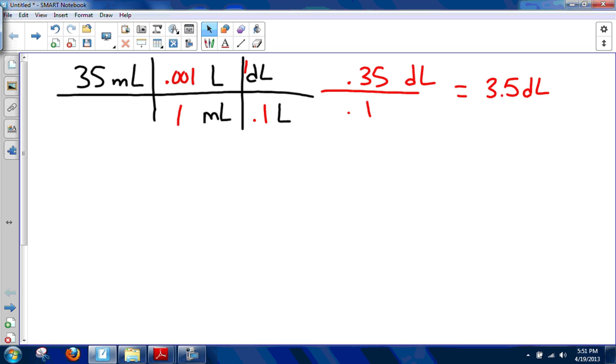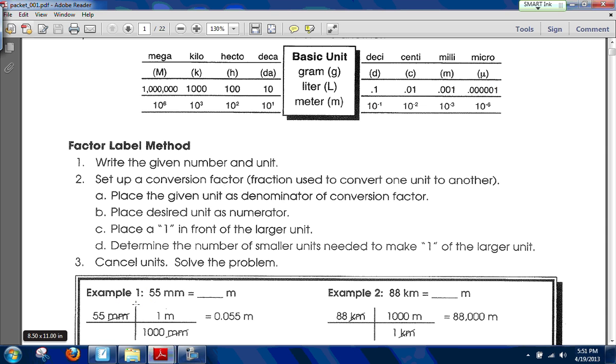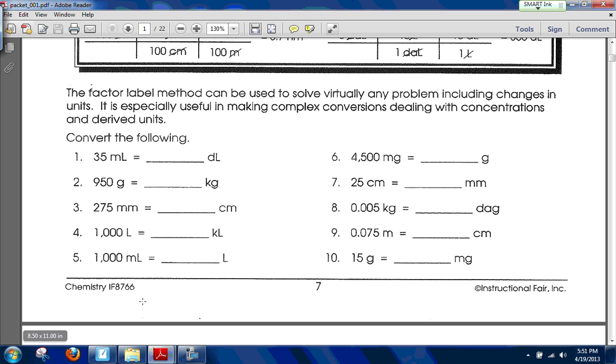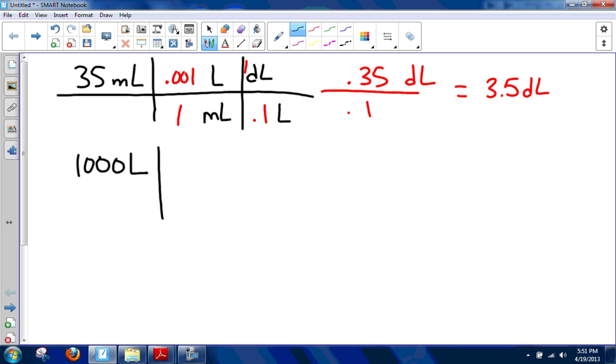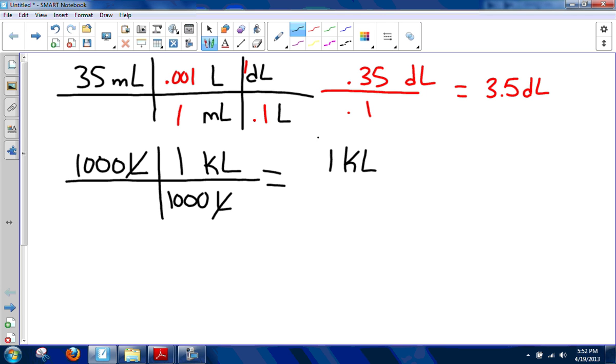All right, we're going to go and do another one. We're going to do number 4. 1,000 liters equals an unknown number of kiloliters. So we start with our given, which is 1,000 liters, and we're going to go to kiloliters. Now, liter is already a base, so I'm not going to have to do very much work here, but I want to get rid of liters because I don't want it as my answer. And from the other chart, it's going to say that there's 1,000 liters for every 1 kiloliter. So 1,000 divided by 1,000 is equal to 1 kiloliter.